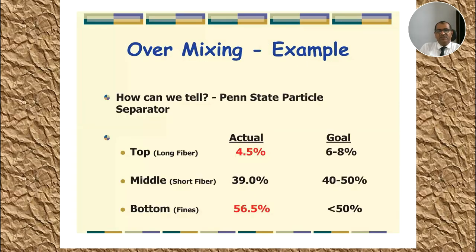Then, apart from this, take over mixing, for example. The top layer should be long fibers, and here it is 4 to 5%, but our goal should be 6 to 8% usually. The middle layer of the total mixed ration is 39%, and it should be 40 to 50%. Then the bottom is actually 56.5%, but the goal should be always less than 50%.